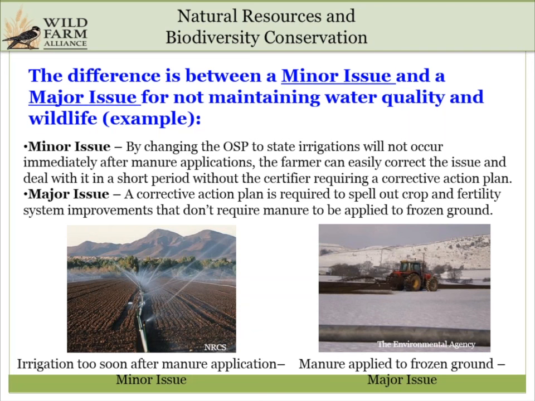Whereas applying manure to frozen ground is a major issue, and it will require a corrective action plan because the farm is probably putting that manure out in the winter because they have an excess amount of manure and they need to figure out how they're going to use that manure wisely, so spell out their crop and fertility system so they don't need to apply it to frozen ground.